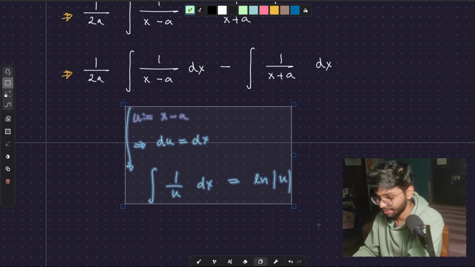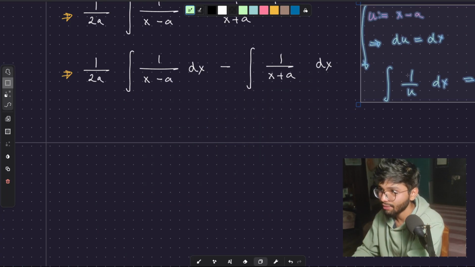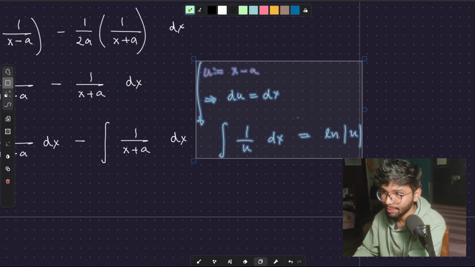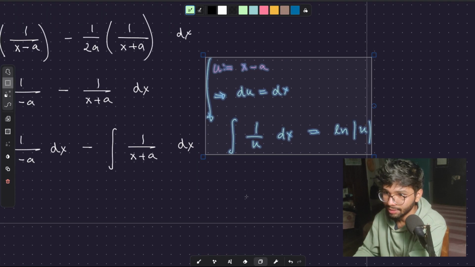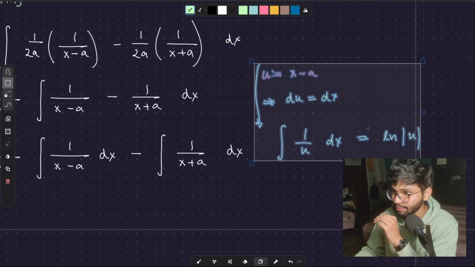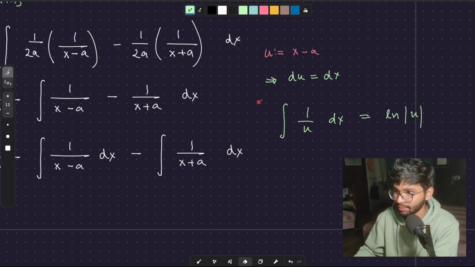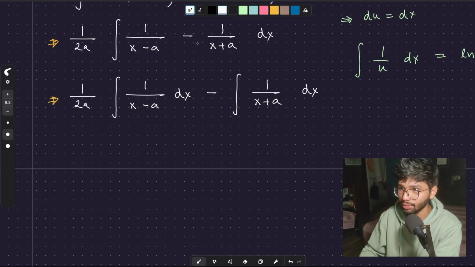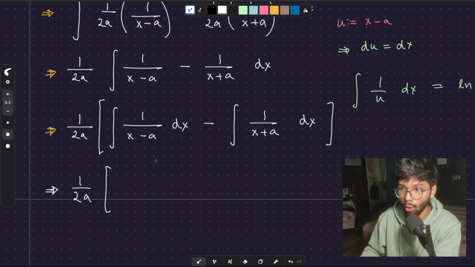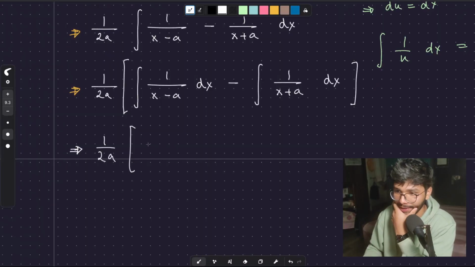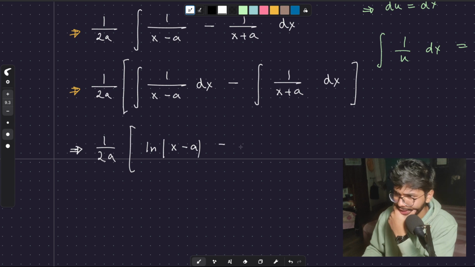So amazing. We can cross that out up here. I guess we will keep this over here, and erase this. Great. So that means we just have 1 over 2a, and this is being multiplied by this whole thing. And this one is the natural log of x minus a, minus the natural log of x plus a, and that is being done here.